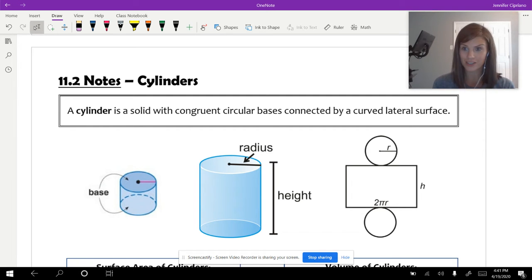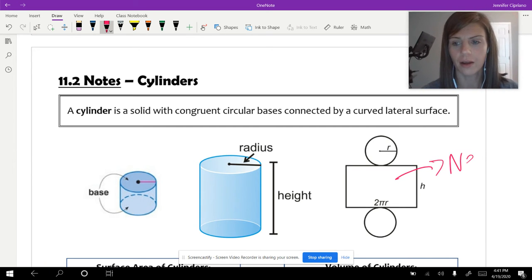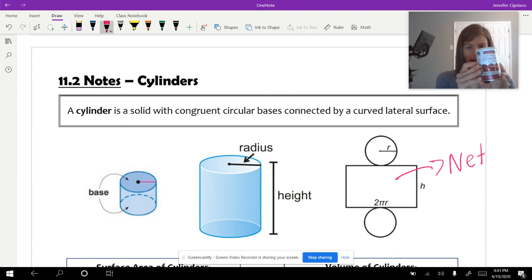Now, what's kind of interesting, if you look at the picture on your screen, or the picture in your notes, this is a drawn out visual of it. If we were to unwrap the side of the cylinder, that actually creates a rectangle. The curved surface between your bases, when you unwrap it, creates a rectangle, which is kind of cool.